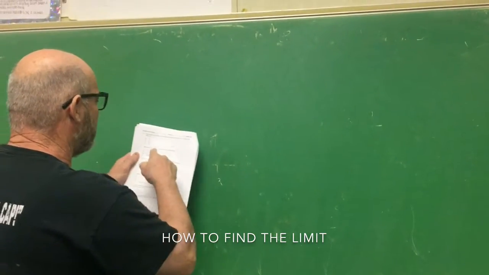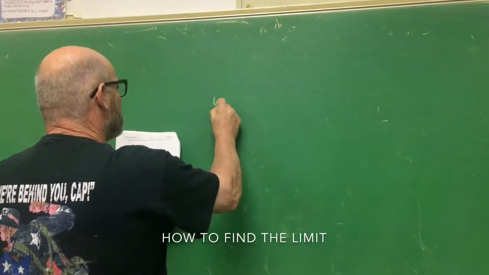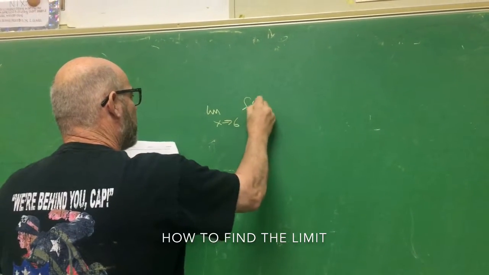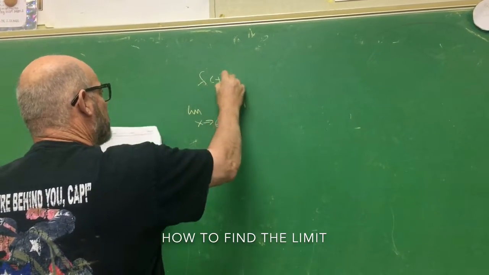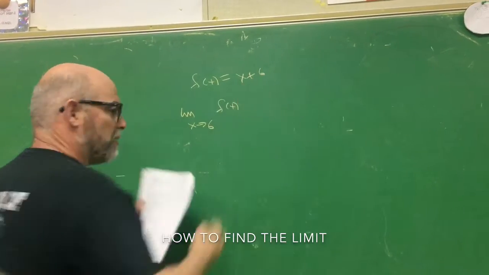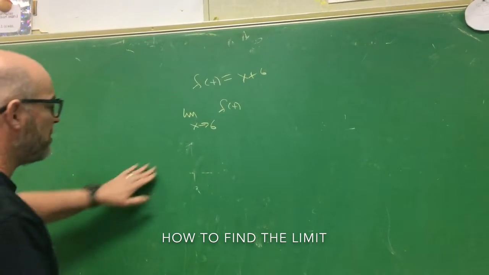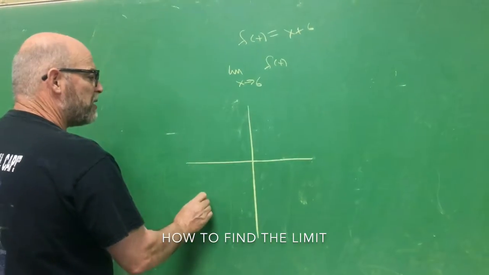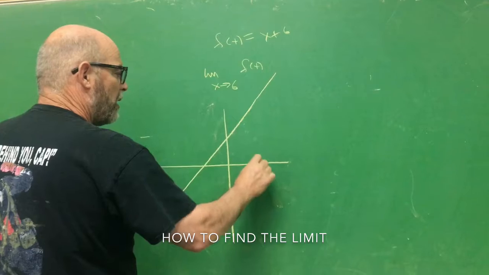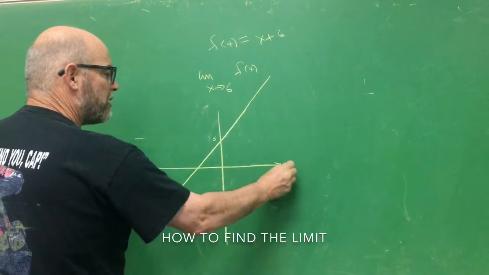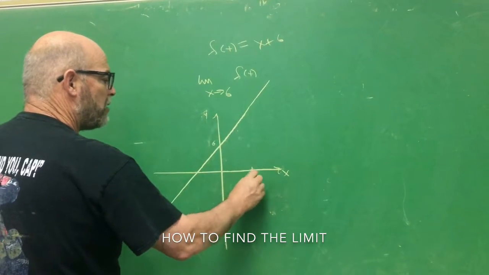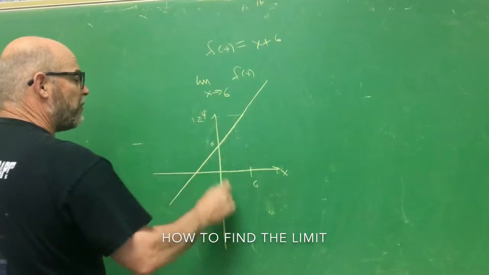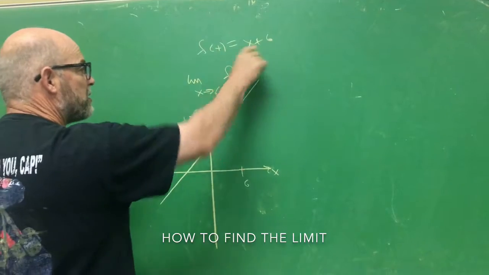Okay, this is number 7, and it says, what is the limit as x approaches 6 of f of x, where f of x equals x plus 6? So I'm going to do this by a picture. Here's the function x plus 6, and there's 6, there's the x-axis, there's the y-axis. If I come out here to 6, then that point right there is 12, because if I were to plug in 6, I get 6 plus 6 is 12.